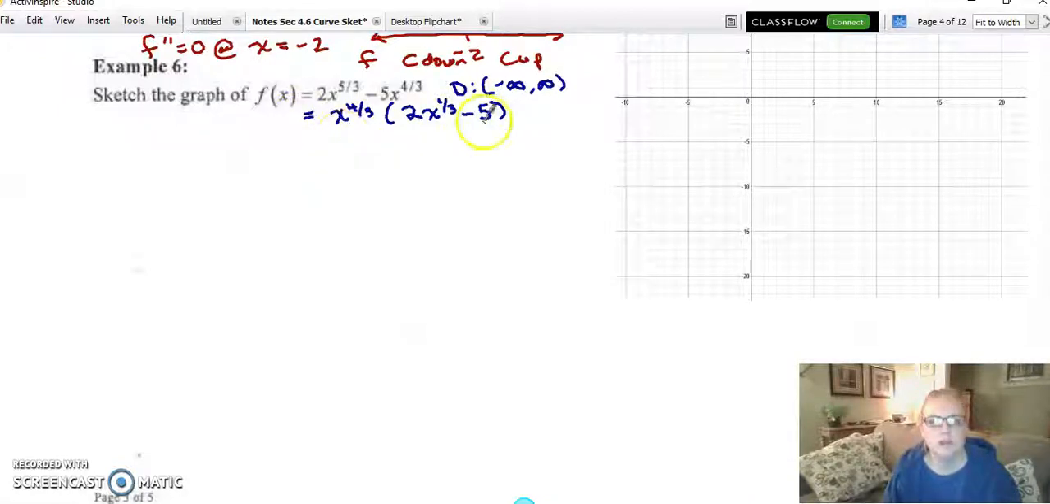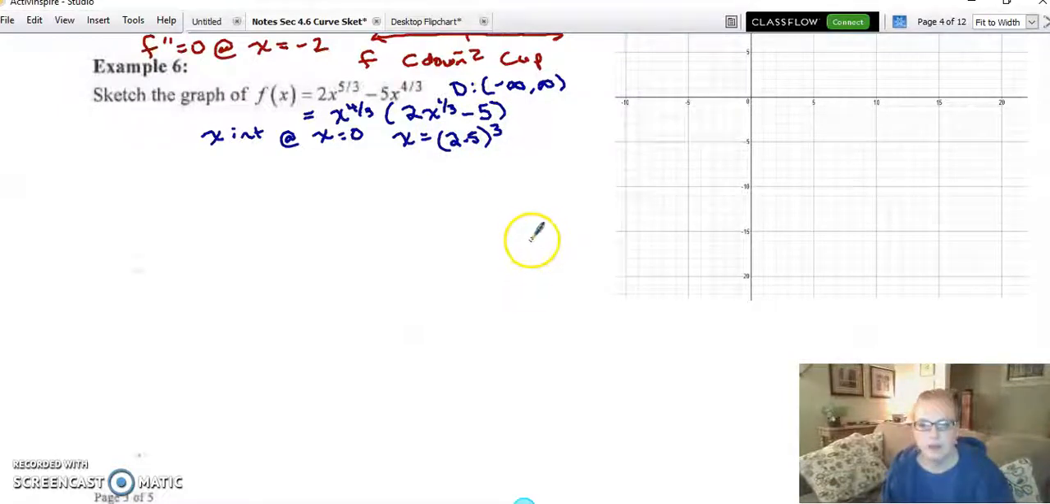Because it factors fairly nicely, I do know that we're also going to have x-intercepts at x equal to 0 and at x equal to (5/2) cubed. I'm just solving in my head, and you can check my algebra on that: add 5, divide by 2, so that would be 2.5, and then we are going to cube it. The good thing about AP is you don't have to actually simplify that. When we go to sketch it, we'll let Desmos add that in.